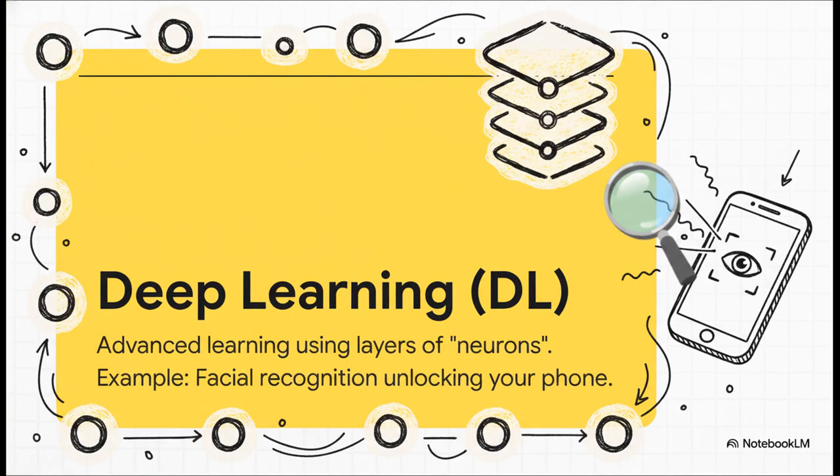So let's go one level deeper. Now we're at deep learning. This is a much more powerful, more advanced type of machine learning that uses layers upon layers of digital neurons to find really complex patterns. Your phone's facial recognition, perfect example. One layer might identify the shape of your eyes, another a nose, and then a deeper layer recognizes how they're all arranged together to say, yep, that's definitely you.